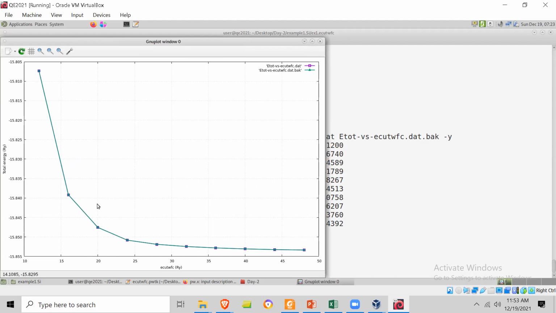Okay, so this is very easy. I mean, there's a learning curve for the commands, I agree, but once you get used to it, getting things done is really easy. So you see the labels also here, the etot versus fat dot dat and back is there in the green color, and it's right on top of each other. So no visible improvement in increasing the convergence threshold.